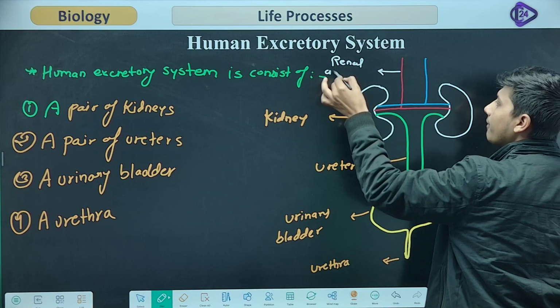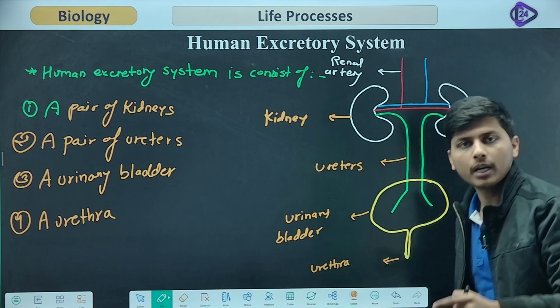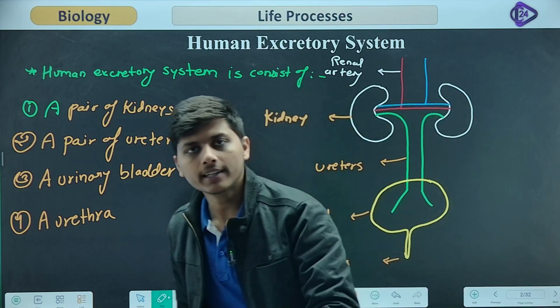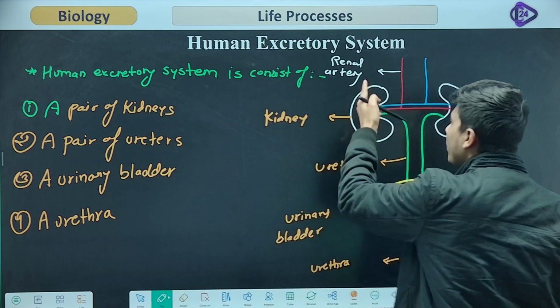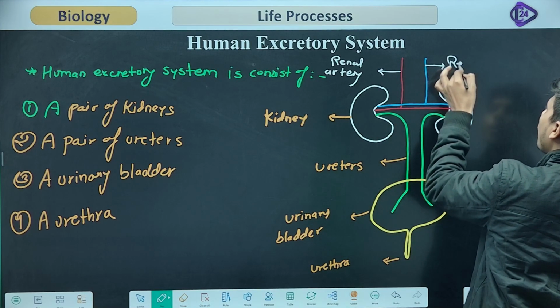The word renal refers to kidney, like hepatic refers to liver, like pulmonary refers to lungs, like cardiac refers to heart. That's how the word renal refers to the kidney. And this is called the renal vein.